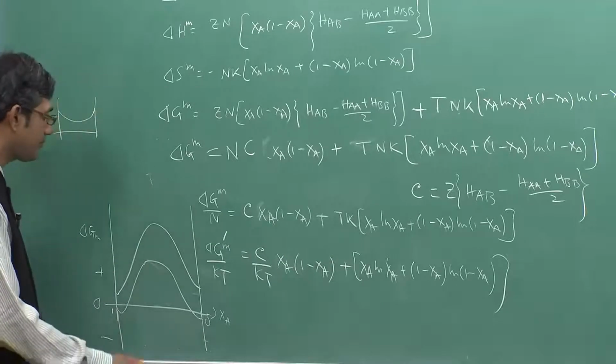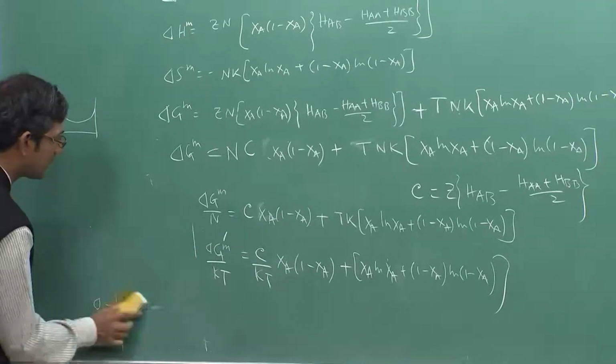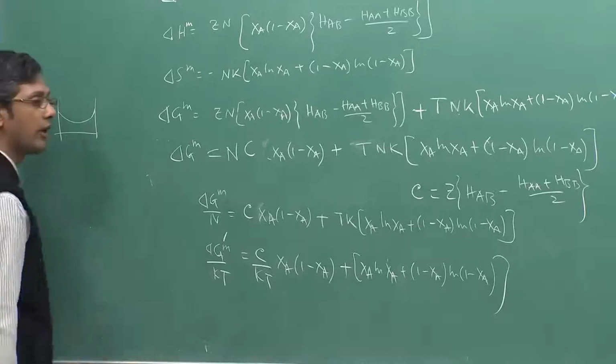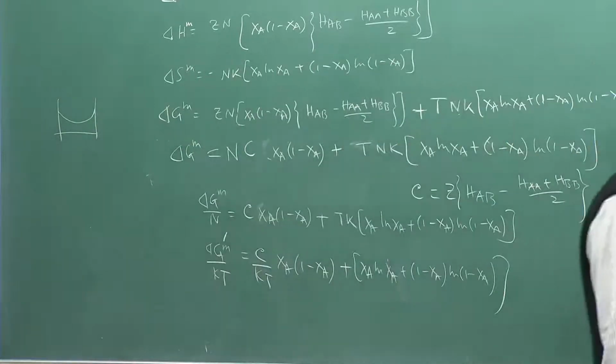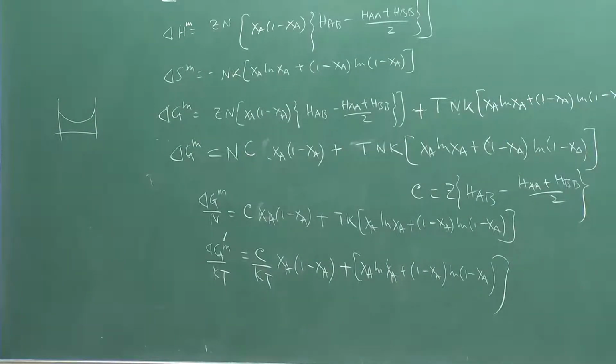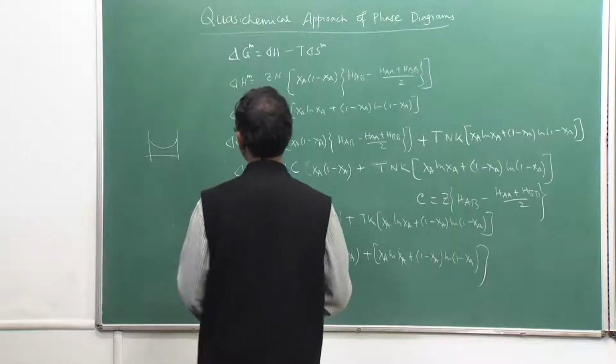So, now I can plot this equation nicely. How will I do it? I can plot this data like this, okay, I will do it here.